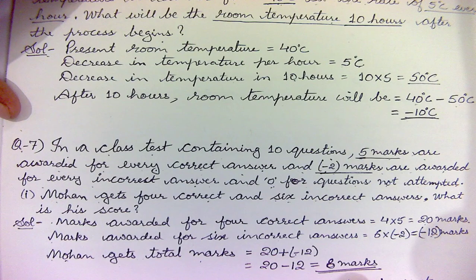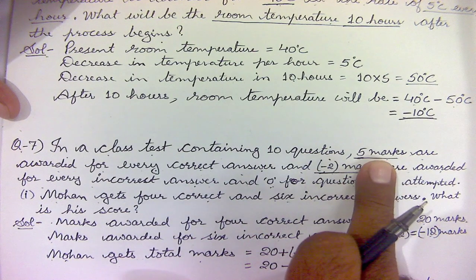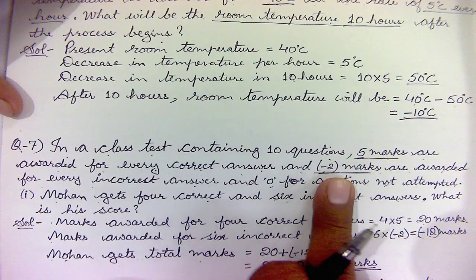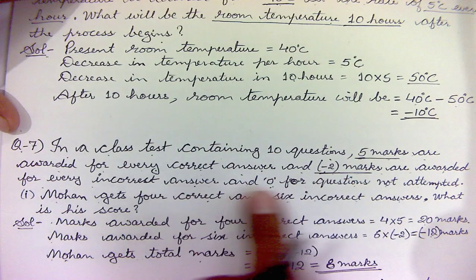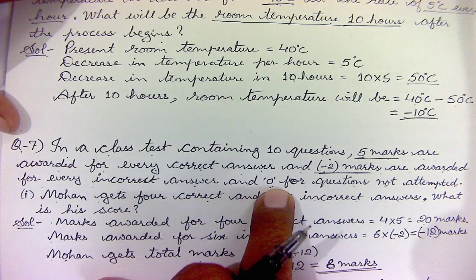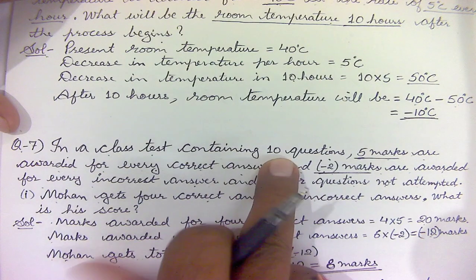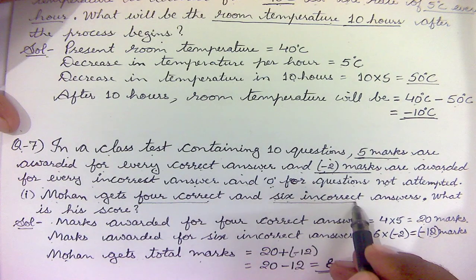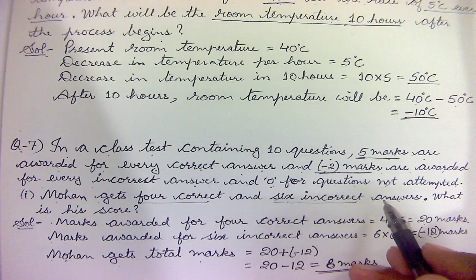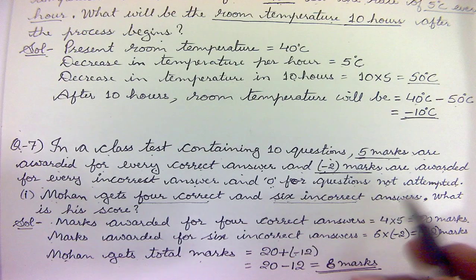It is clear now that for one correct answer he gets 5 marks. For one incorrect answer, that is wrong answer, he gets -2 marks. And if he does not answer, then he gets 0. So total there were 10 questions. Out of 10, 4 he got correct and 6 he got incorrect. So he did not leave any question unattempted.